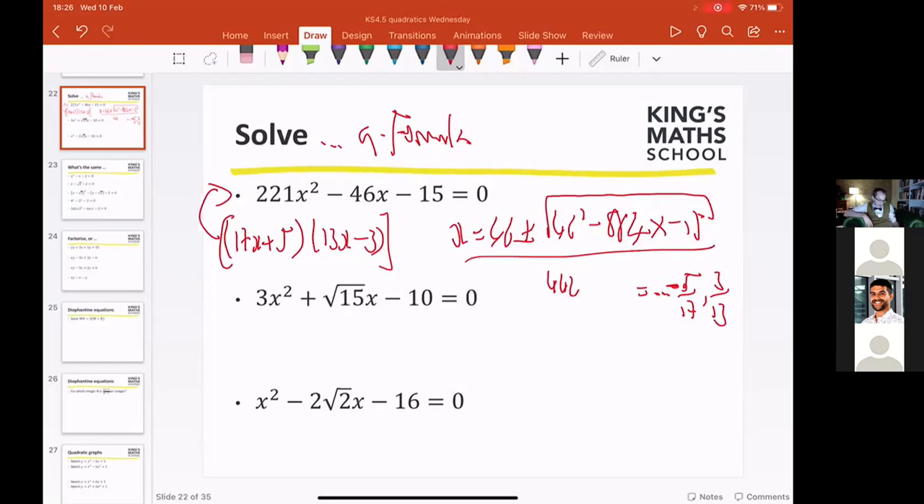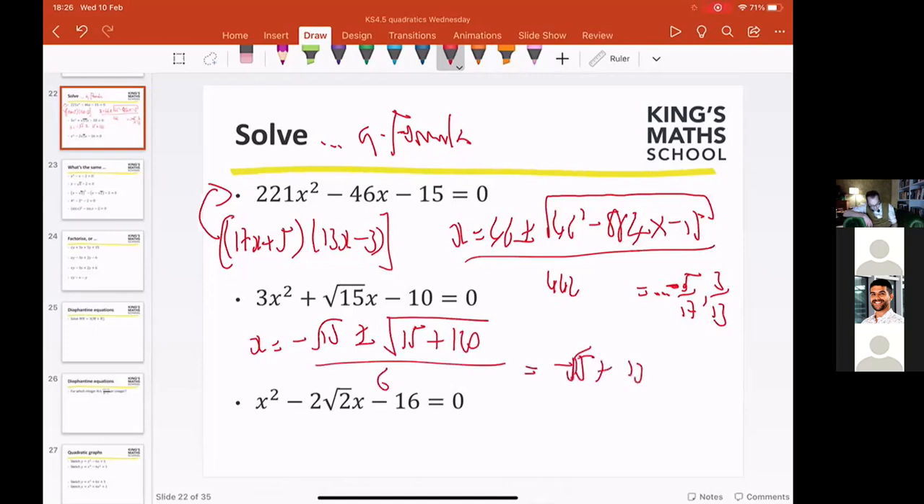And then the same thing here. So again, x is negative root 15, add or subtract the root of 15 plus 4 times 3 times 10, say plus 120, all over 6. And so we get negative 15, add or subtract 135, all over 6. Oh, and of course 135 is 9 lots of 15. So it's negative 5 root 5, add or subtract 3 lots of negative root 5 over 6. And then we can find the solutions.